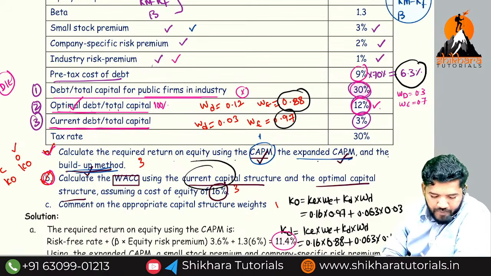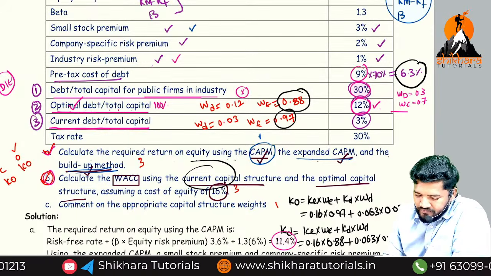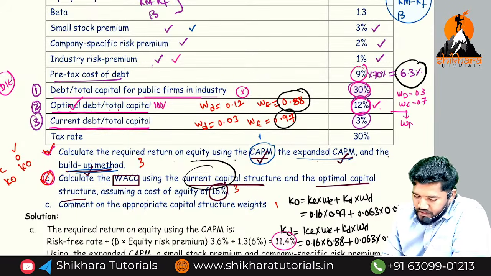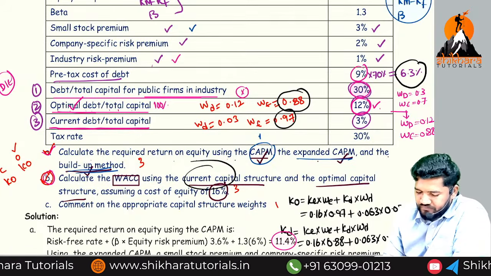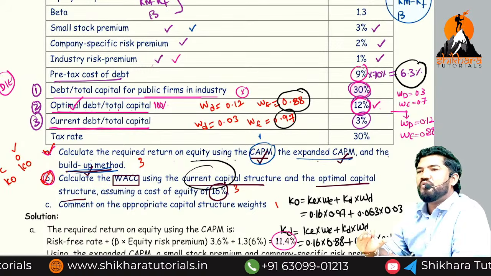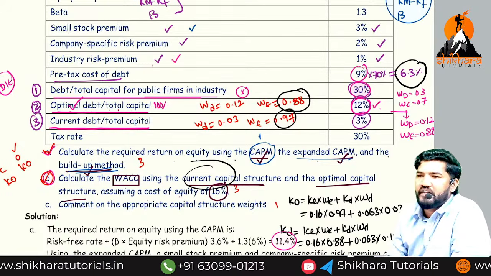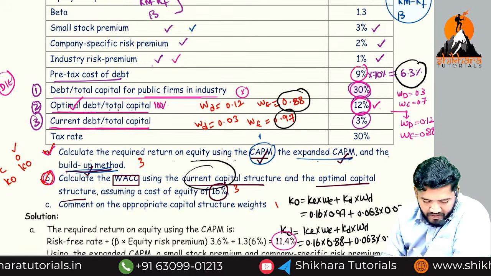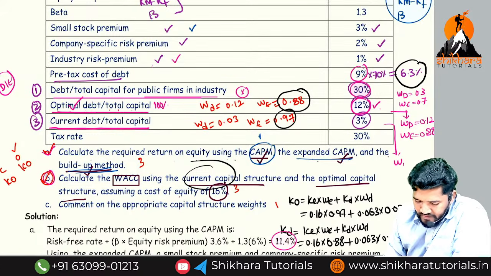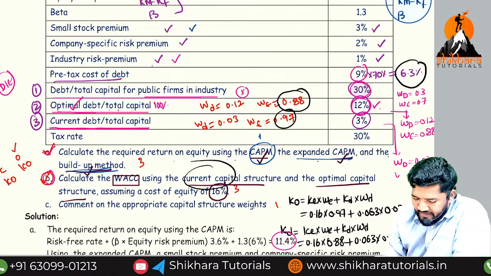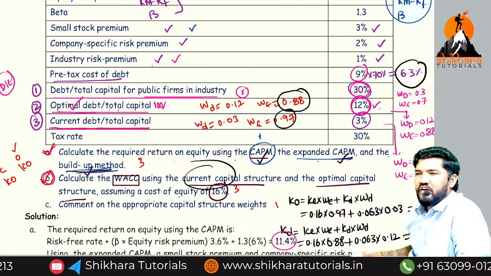Now when it comes to optimal debt to total capital, another point they said. Here also we are finding weights, na. Weight of debt equals 0.12, weight of equity equals 0.88. If you convert into rate, Nana, if it is a percentage, 12%, 88%. If it is a rate, 0.12 and 0.88. Now when it comes to the third point, current debt to total capital: weight of debt equals 0.03. Weight of equity equals 0.97. Are you okay? Now read question number 2.